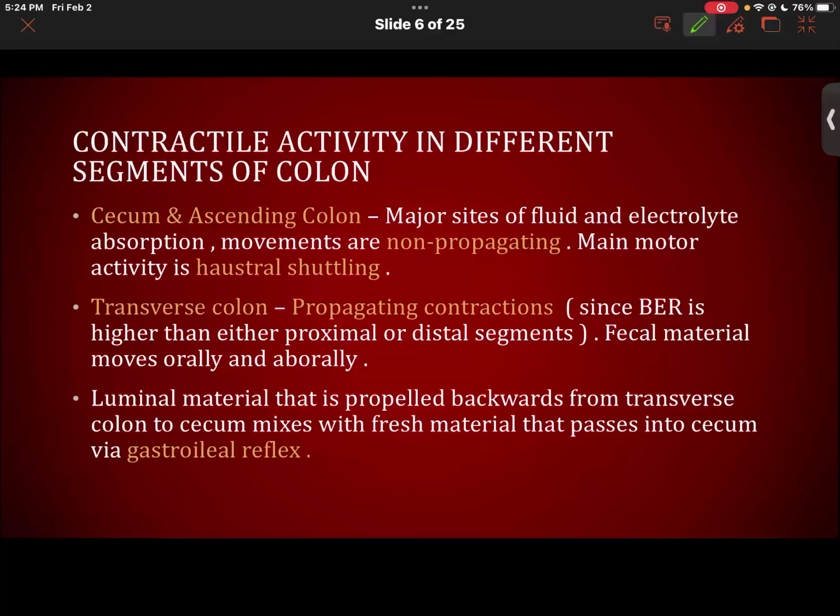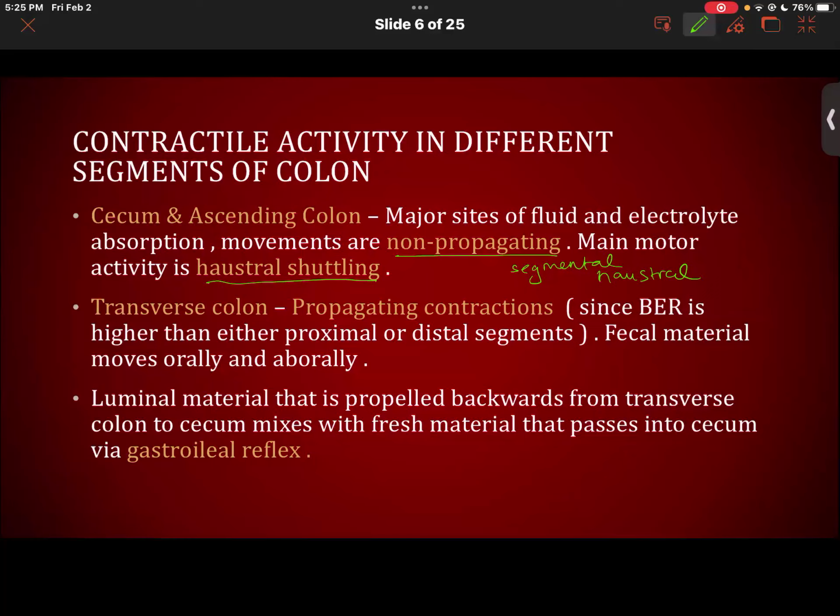So the cecum and ascending colon are the major sites of fluid and electrolyte absorption. So these are the major points at which the fluid and electrolytes are absorbed in the large intestine. The movements are non-propagating, which is similar to what we learned before. That means they're segmental, which means that there is contraction within the haustrum. So it's also known as haustral contraction, and there's mixing within the haustrum. And as you can see, it says the main motor activity is haustral shuttling, which is just the contraction of the haustrum, so that there's mixing and so that there's absorption. This happens in the cecum and ascending colon.